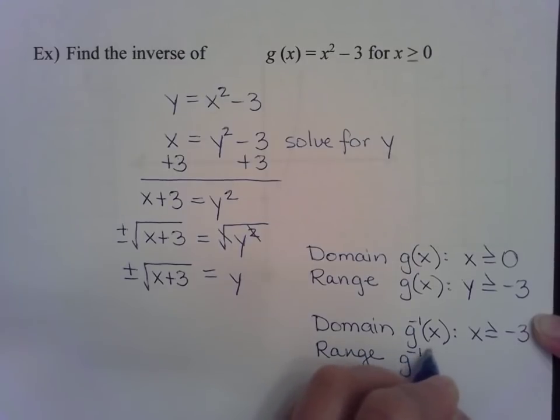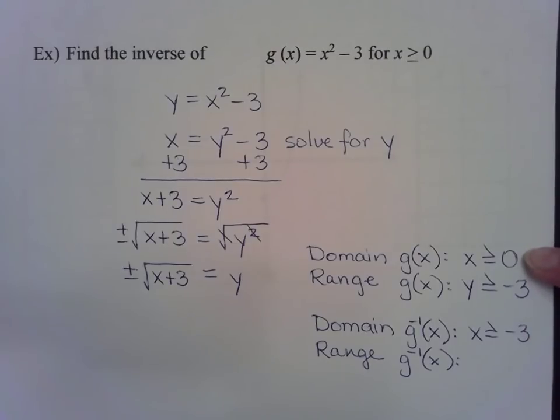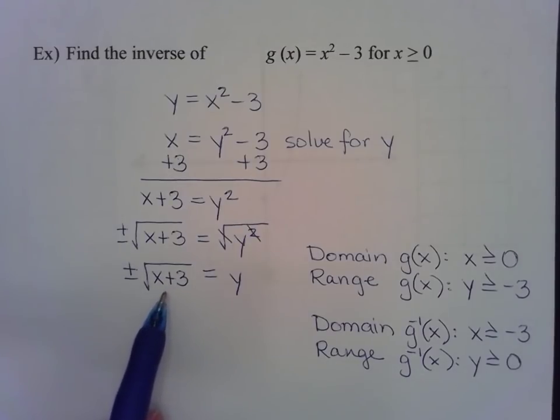The part that we really want to use is the range. So the range for g inverse of x is the same as the domain for the regular function. So the inverse function should have y values that are greater than or equal to 0. Which means when I'm evaluating this square root, I want it to come out positive. I don't want it to come out negative, because the positive is going to be the opposite of the original function I've chosen, right? My half a parabola.